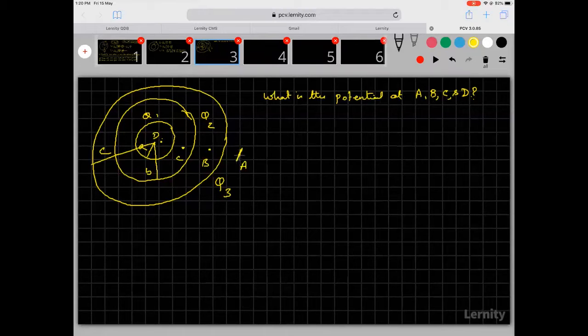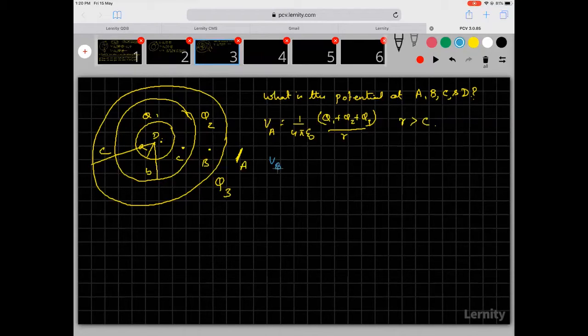First, when I look at A, if I draw a Gaussian surface here, the total charge inside is Q1 plus Q2 plus Q3. So 1 by 4 pi epsilon naught, Q1 plus Q2 plus Q3 by R, where R is greater than C. All of you must be able to understand this.